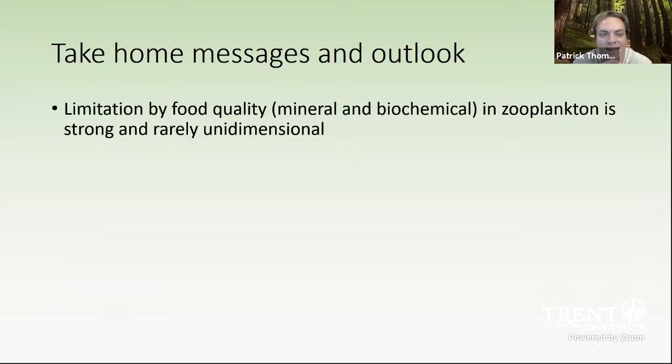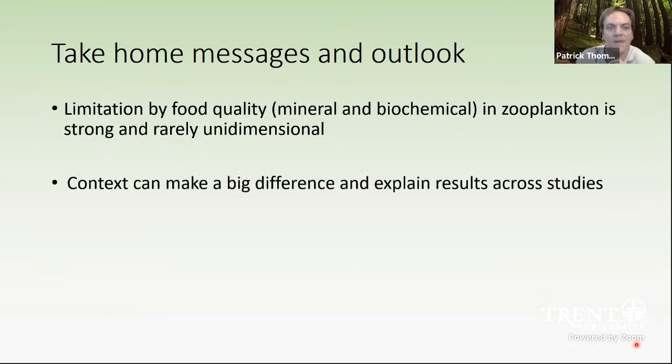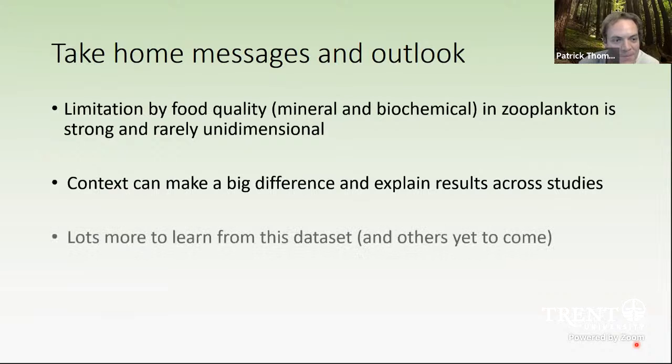And what would I have as take-home message? Just to confirm that limitation by food quality, both mineral and biochemical, is very strong, rarely unidimensional. That the context can make a big difference and explain kind of the variability we see in results across studies. But I would also say that we're probably all sick of hearing how every single thing in ecology is extremely context dependent, but I think here a little bit of context can go a long way and help make sense of things instead of make things more complicated. At least that's how I hope this will help.